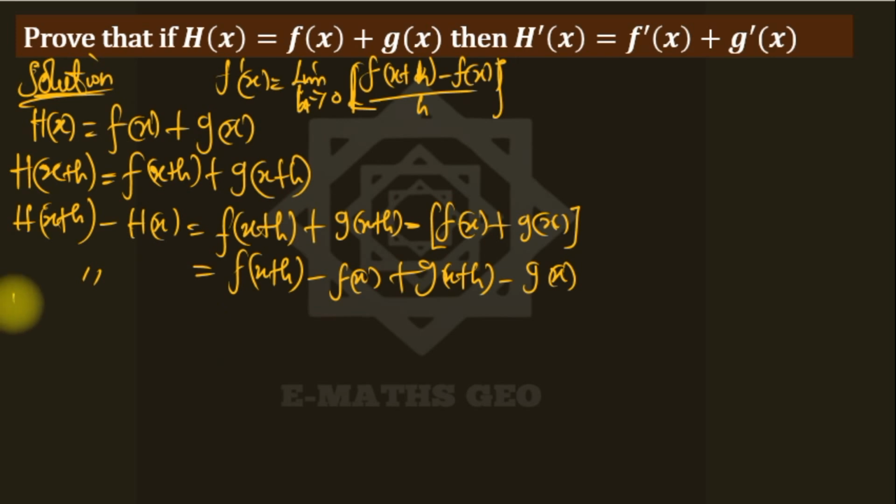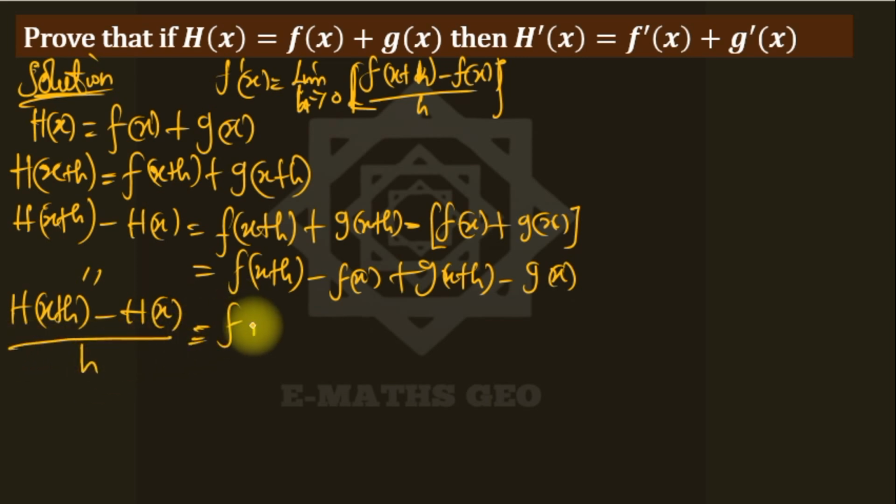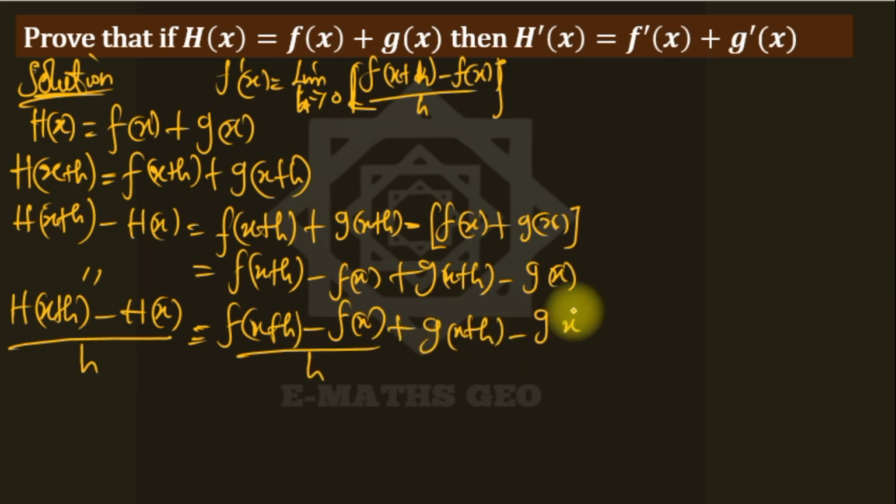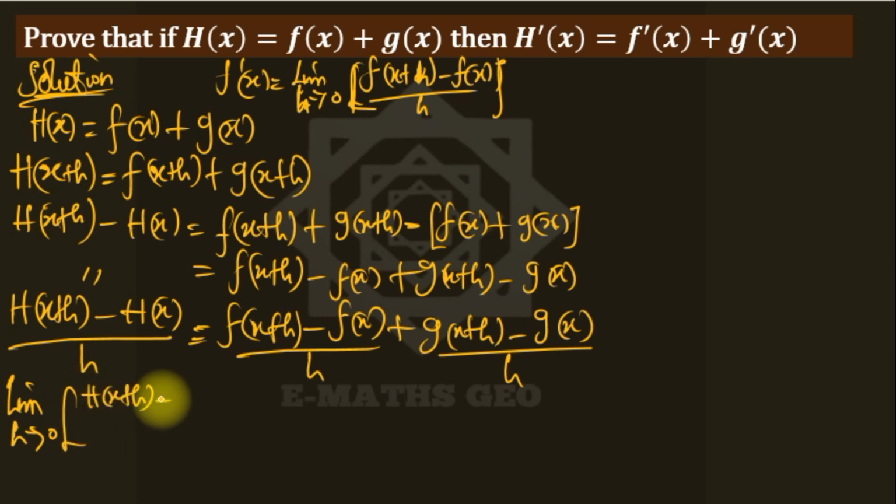The next step is to divide by h. If we divide both sides by h, we'll have f of x plus h minus f of x divided by h, plus g of x plus h minus g of x divided by h. So we're still correct. That's the third step. The last step is now the limit. So we'll get the limit as h tends to 0 of h of x plus h minus h of x over h.